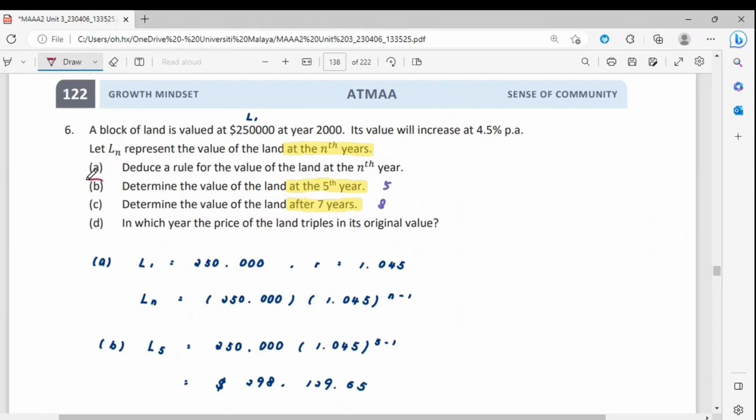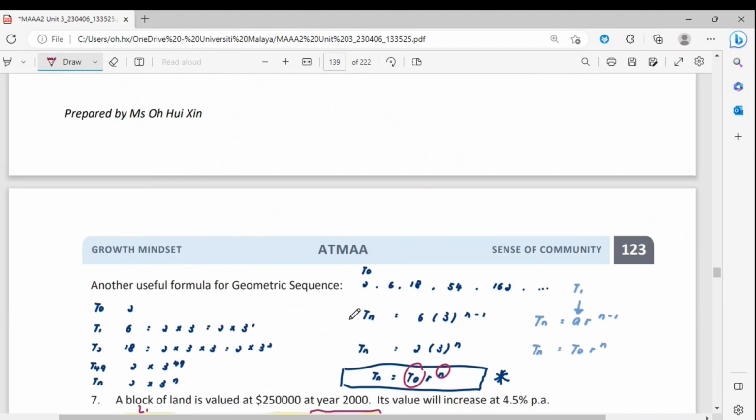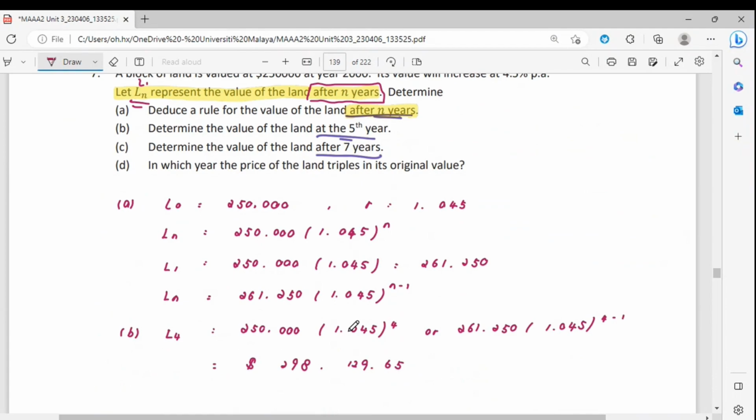And you realize that this answer is exactly the same as what you have previously, because the question is actually asking the same thing. But here you are using L5. Why? Because the meaning of your n here is different. But at the end of the day, I'm still getting the same thing, because at the 5th year and after 4 years, I should get the same value. Am I right? So that's the idea. Okay, but your working might be a bit different, depending on how you define your n.